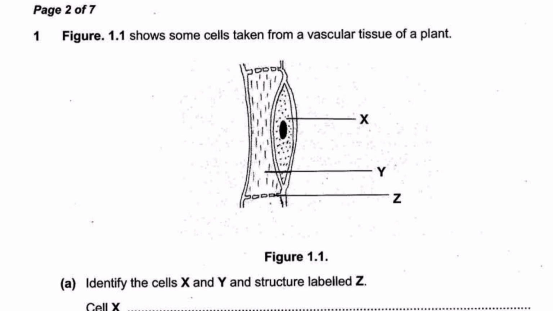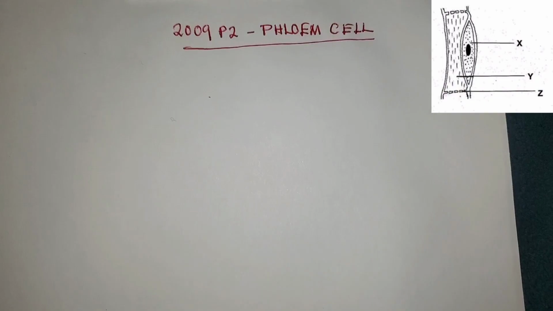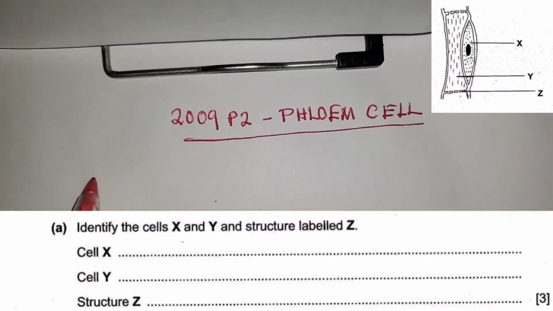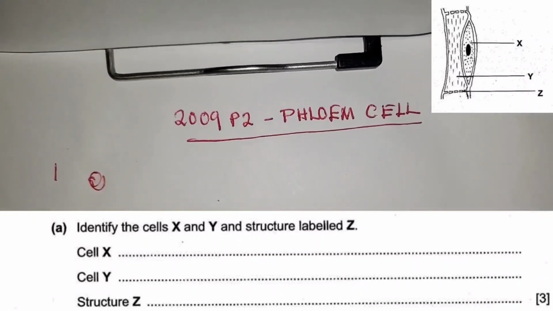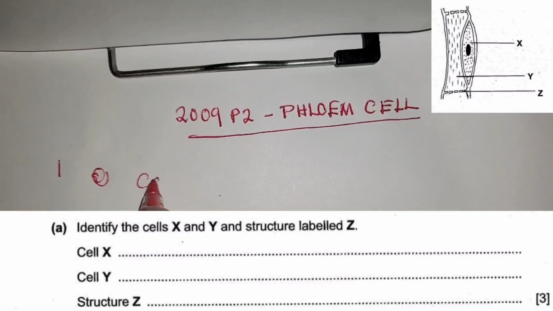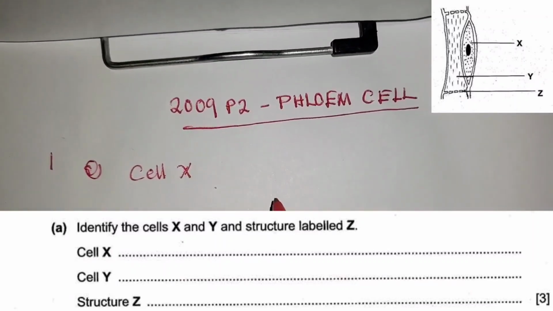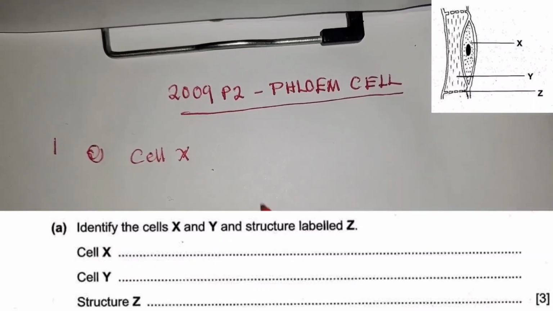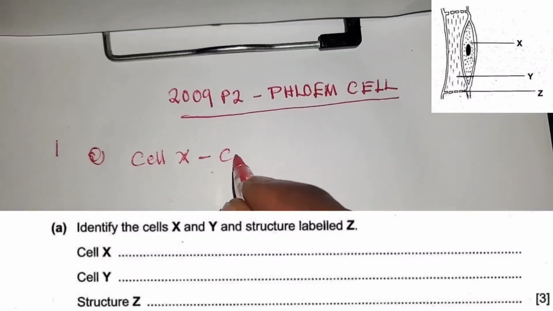Okay, question A, they are asking to name cells X and Y and the structure labeled Z. So the answers, this is question 1A. Cell X, remember they're just saying X cell, not the part. So cell X is companion cell.